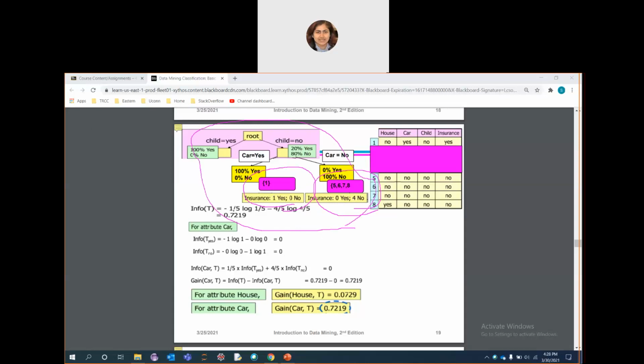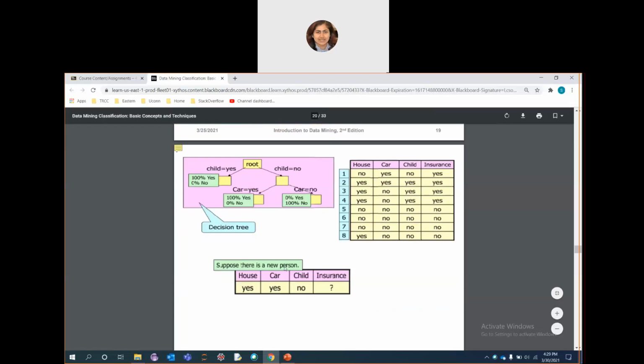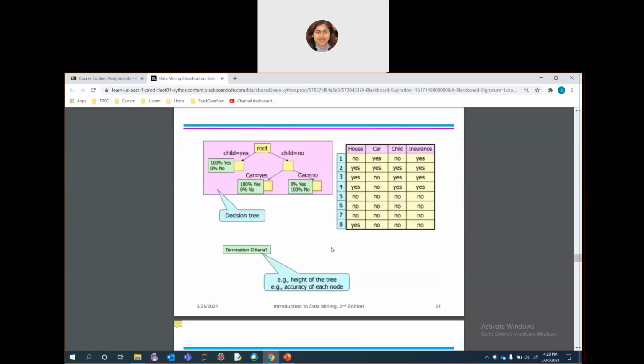So let's see an example based on this, whatever we have got, our decision tree. We need to find out for a new person. Suppose someone has a house, has a car, but doesn't have a child. So we need to start at the root. Child, yes or no? So child is no. If child is no, then is your car yes? So car is yes. So that person is likely to buy an insurance. Correct. So this is how it will work in a decision tree.